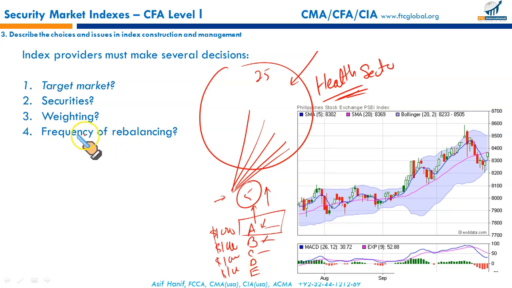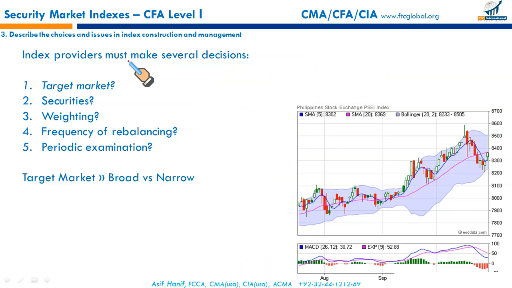If I need to rebalance, what would be the frequency? Normally it is done every quarter. Would I do it on a monthly, yearly basis or biannually? Normally it is done on a quarterly basis. So the frequency of rebalancing must be decided. This is what the index providers must do. Then, how frequently will we examine the index constituent securities? When should the selection and weighting of securities be re-examined? So these are the issues that the index providers must address before they decide to make a certain index to track the performance of a certain market.